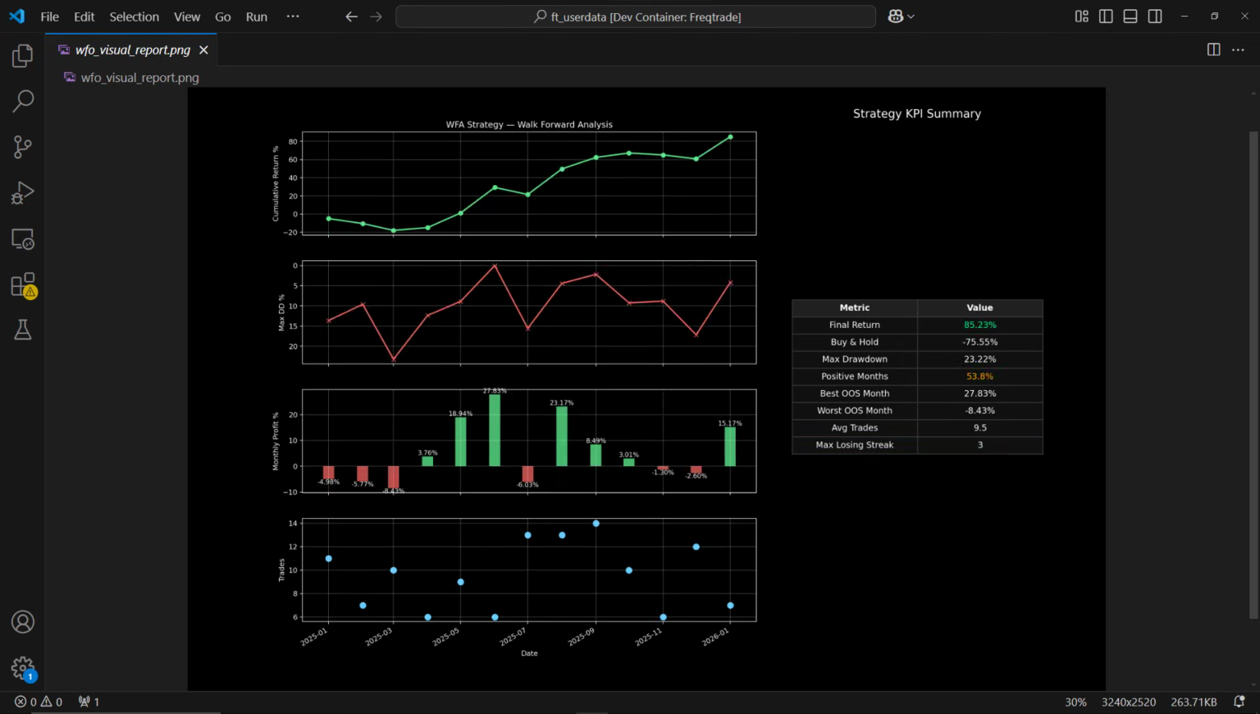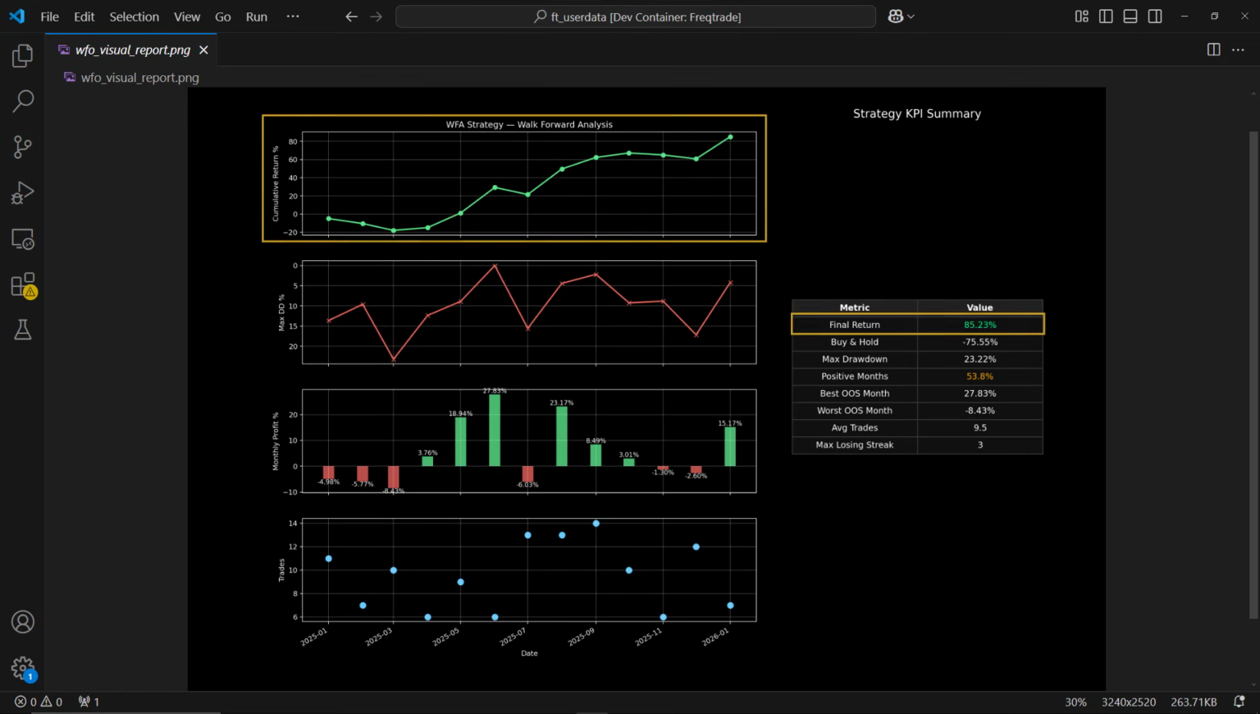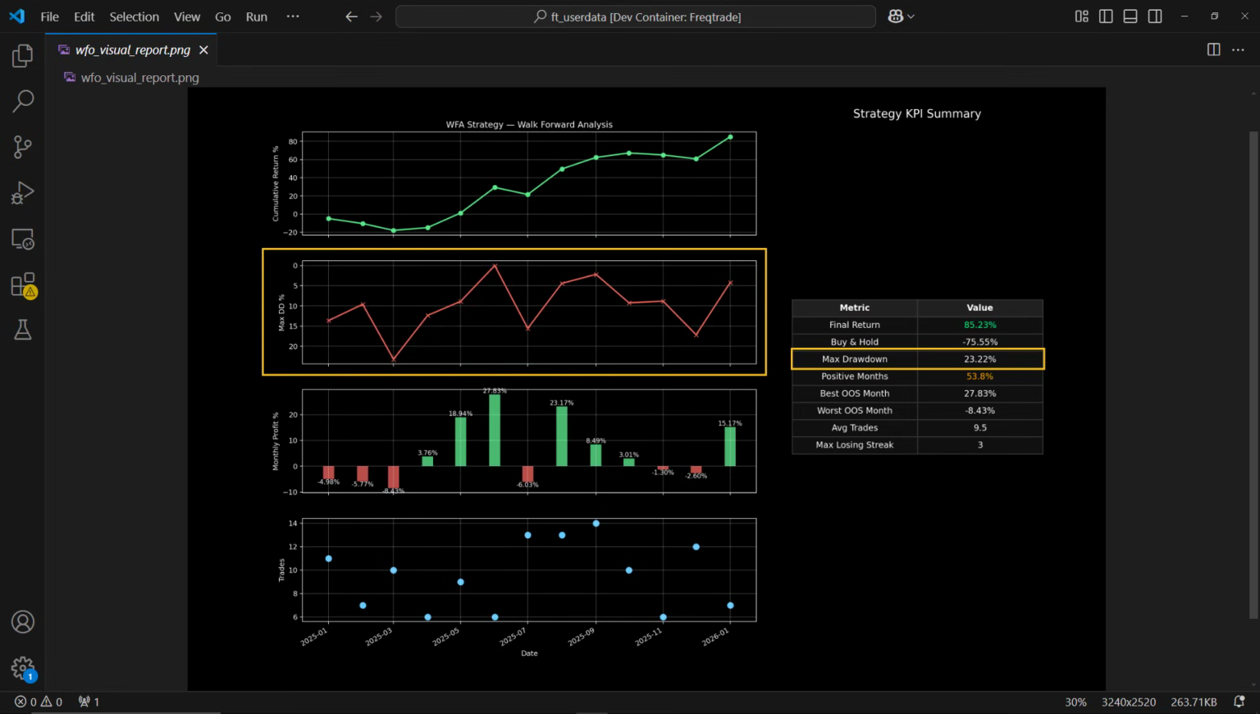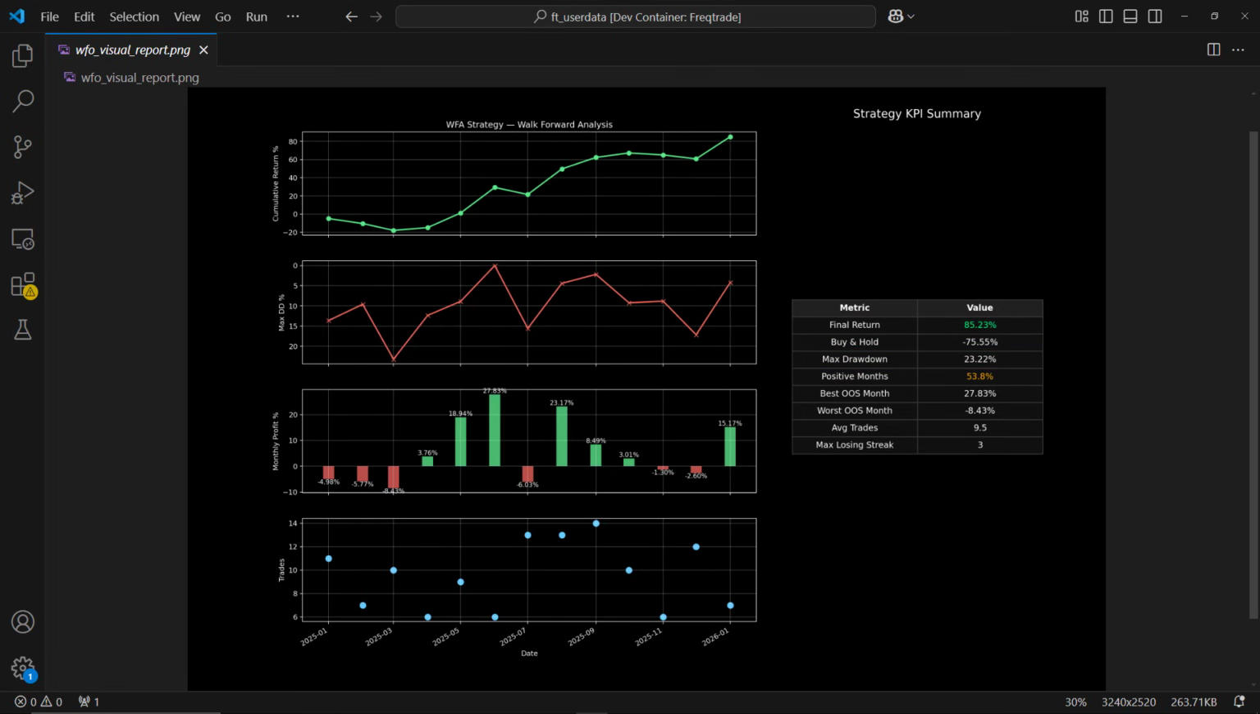On TON perpetual futures, the strategy showed 85% cumulative returns against a 23% maximum drawdown. Of course, backtest results don't guarantee future performance.